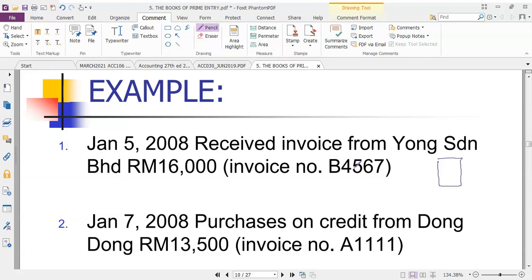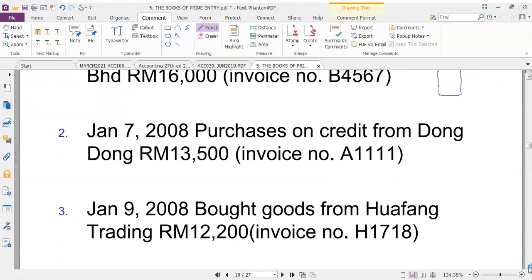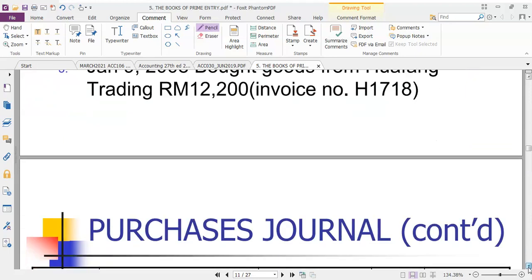Okay, kalau sales invoice, sales journal tadi, owner hantarkan kepada customer. Okay, siapa yang orang yang berhutang dengan dia tu. Okay, receive invoice from Yong Sendian Berhad. Okay, Yong Sendian Berhad means that our supplier. Okay, supplier yang bagi kat kita, bagi kepada owner. Okay, ni contoh dia lah. Okay.